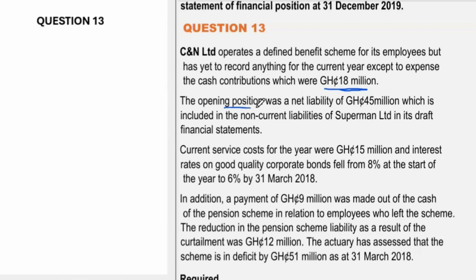The opening position was a net liability of 45, which is included in the non-current liabilities of CN Limited in its draft financial statements. Current service costs for the year were 50 million, and the interest rate on good quality corporate bonds fell from 8% at the start of the year to 6% by 31st March 2018.